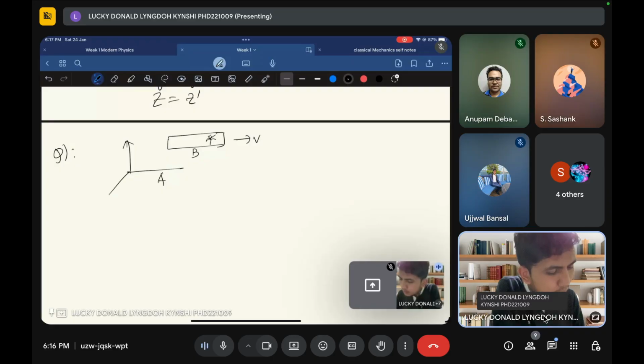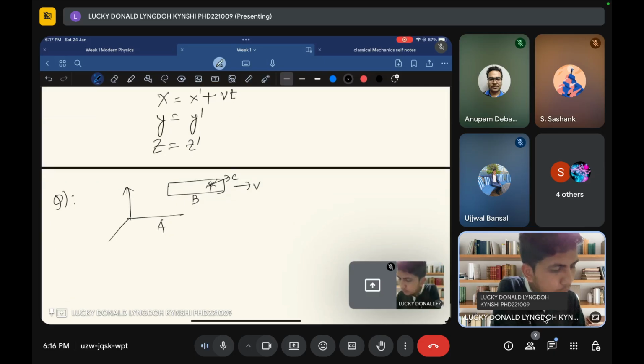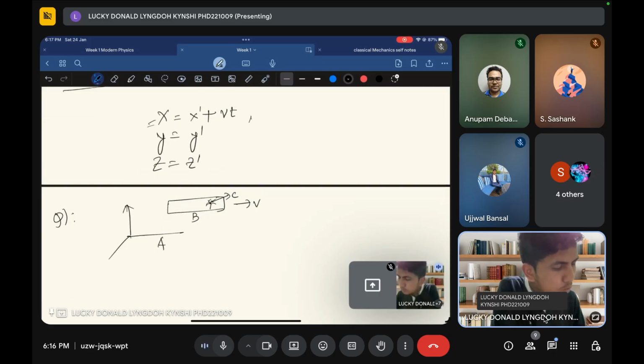Okay, this light bulb, the velocity of the light is c, right? So now what happens, according to this relation, if you differentiate dx by dt, you will get the velocity: ux is equal to u of x prime plus v. That means u of x prime is the velocity measured by B, and u of x is the one measured by A.